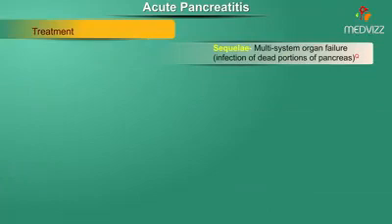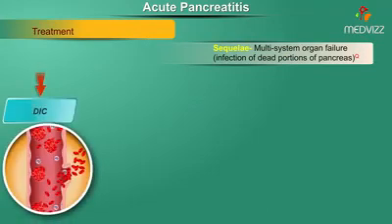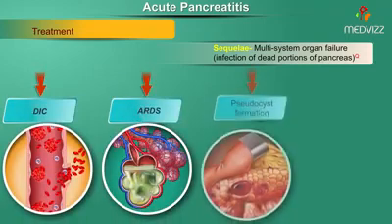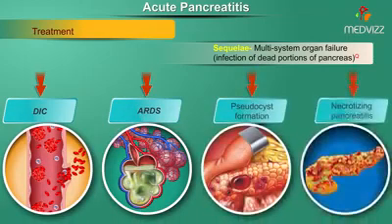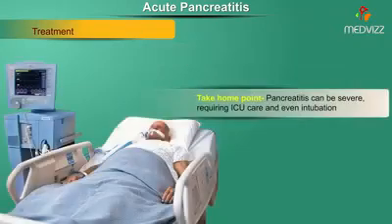Now, what are the sequelae that can be expected? Multi-system organ failure like DIC, ARDS, pseudocyst formation, and necrotizing pancreatitis are some of the sequelae that can be expected. Now, the take-home point from this video is that acute pancreatitis can be severe, requiring ICU care and even intubation.